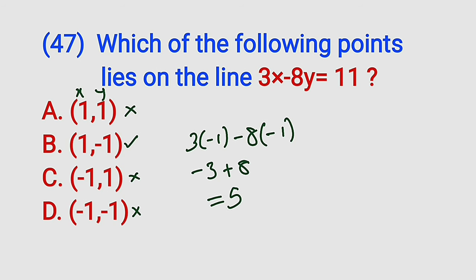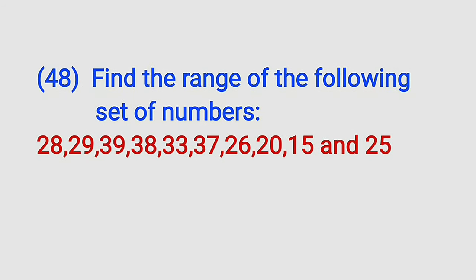Let's move on to question number 48. Question number 48, we are asked to find the range of the following set of numbers. What is a range? Range is just the difference between the highest value and the least value. So the highest value here, let's study them carefully. I think 39 is the highest value here. And the least value, the smallest one, is 15.